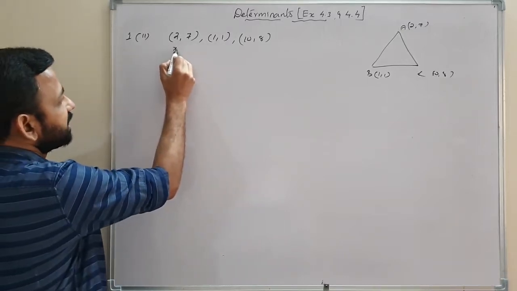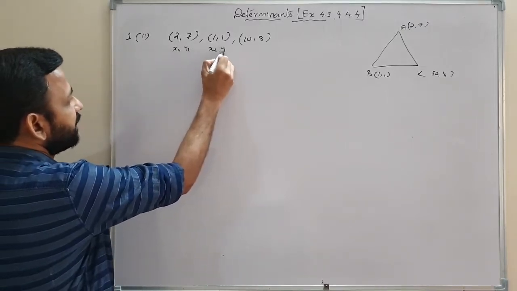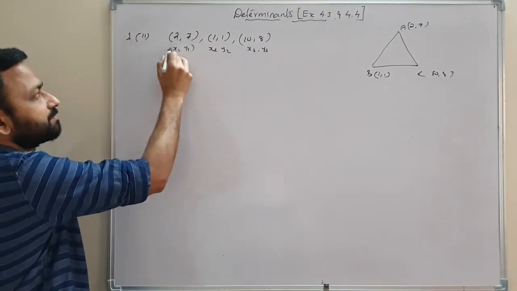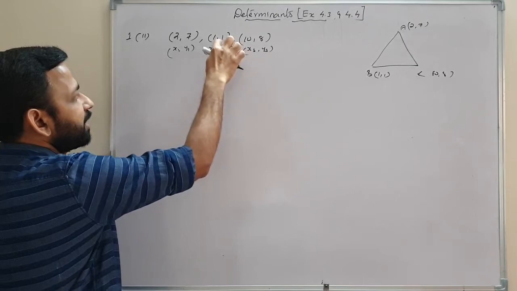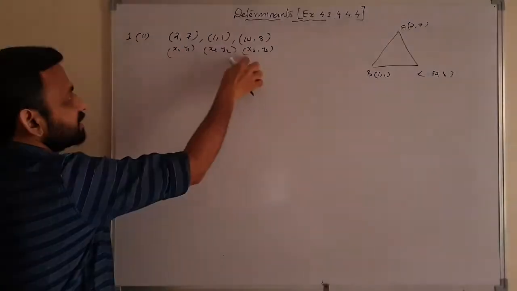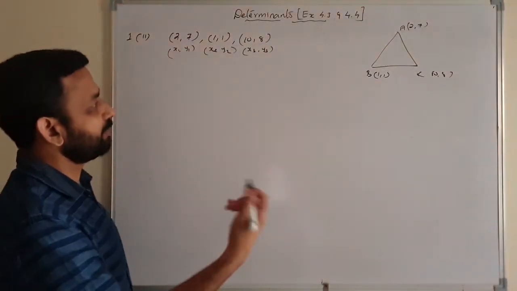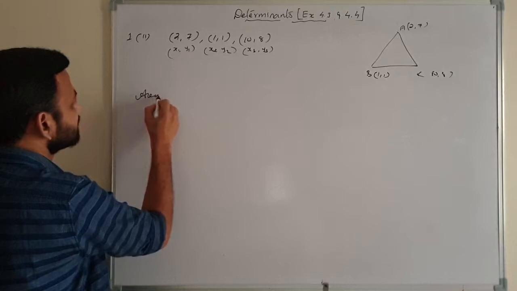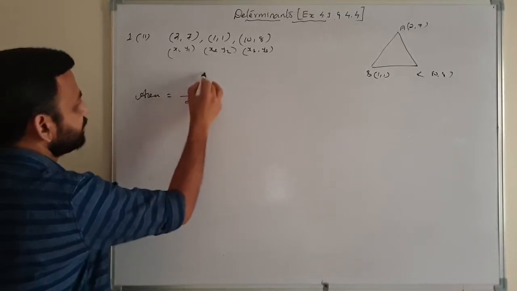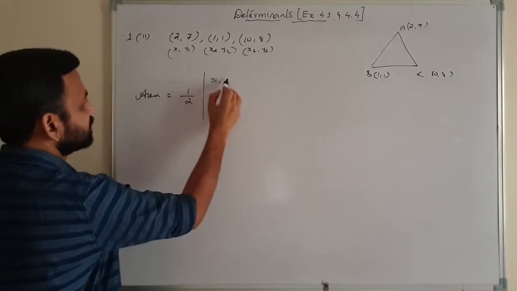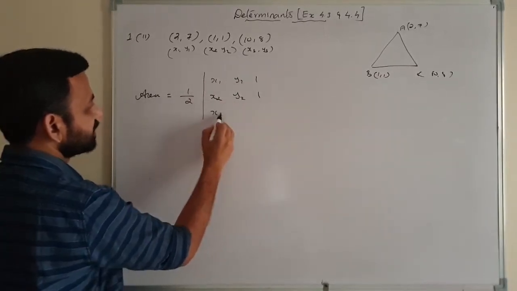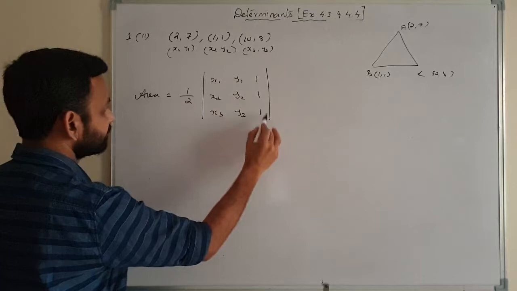So we can take them as x1, y1, x2, y2 and x3, y3. We can take them in any order. If you want, you can take x1, y1 here, then x2, y2, x3, y3. So the order can be changed. Now we are going to find the area. We can write the formula first. Area is equal to 1 by 2 into the determinant with rows x1, y1, 1; x2, y2, 1; x3, y3, 1.